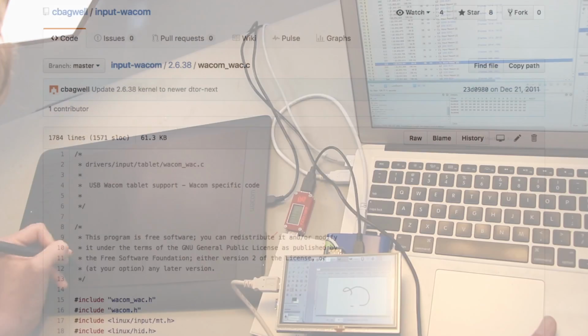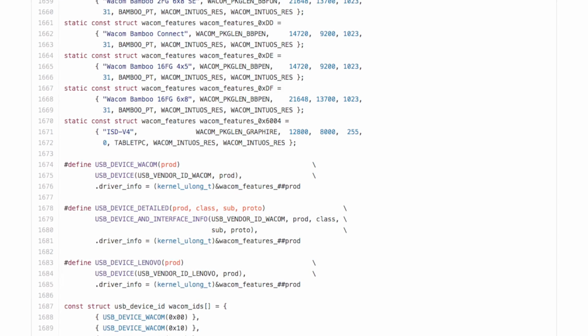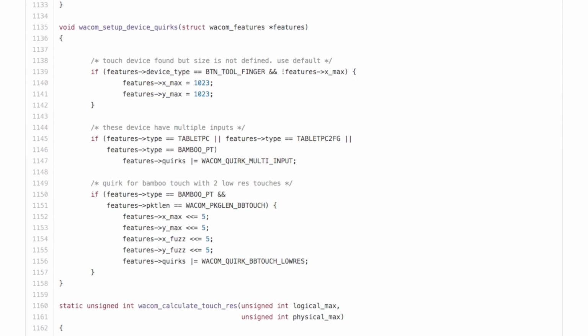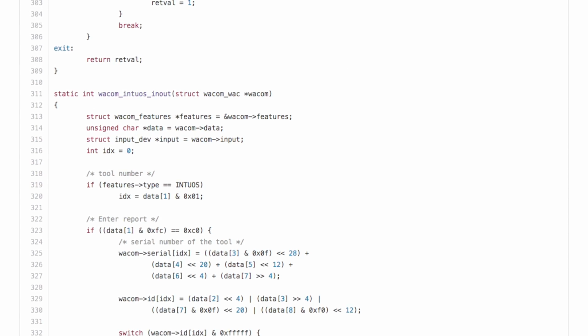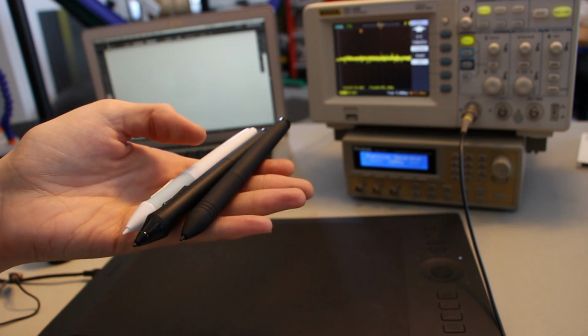Well, that's as deep as I'm going into the protocols for now. But if you want to learn more, I definitely recommend reading the USB HID spec. And then after you've read the standards to learn how it's supposed to work, read the Linux driver source code to learn how it actually works. Alright, let's get back to the hardware.